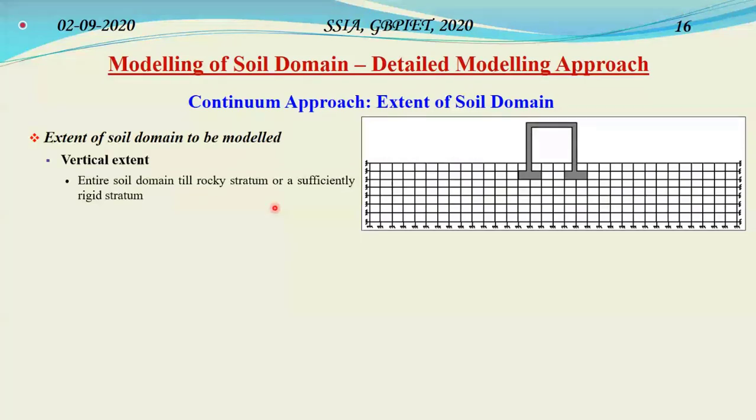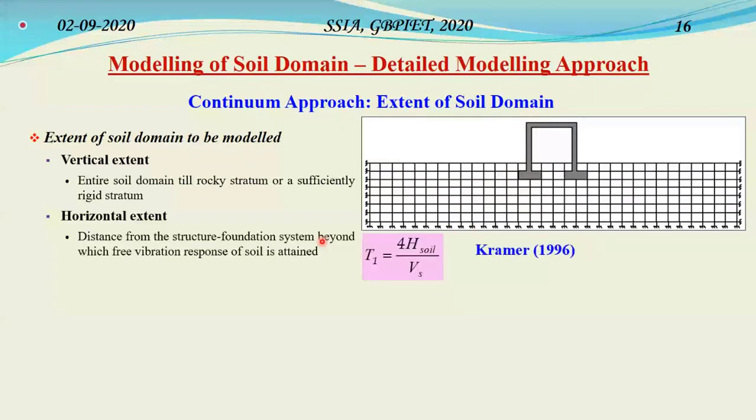Rocky or rigid stratum here signifies that particular stratum which does not contribute to soil amplification, or which does not contribute to the amplification of the wave. So any medium, any depth of medium which has potential of contributing to the wave attenuation or amplification needs to be modeled. What about the horizontal extent?